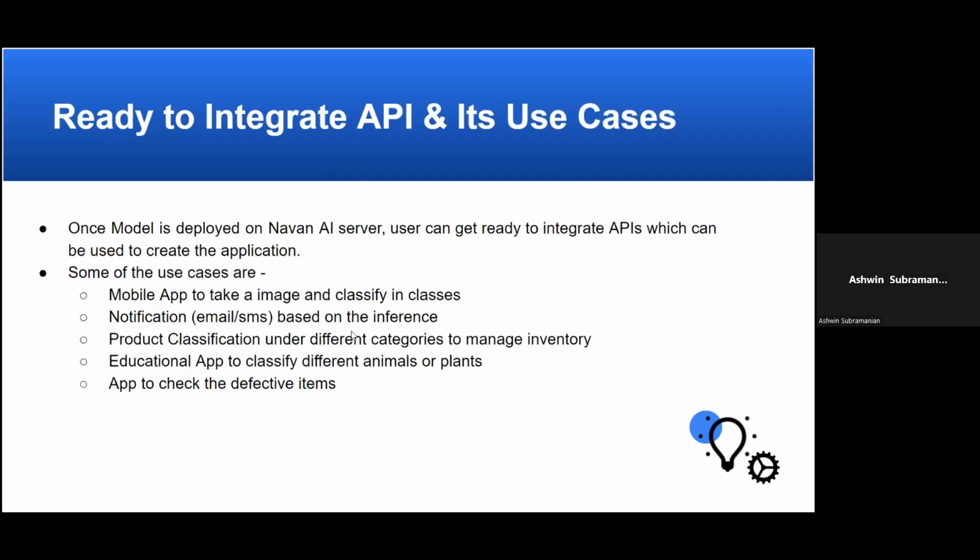So some of the use cases: we can have a children's educational app to classify animals or plants, which can make use of this API instead of running this code on the local system. We can have product classification in industries to manage inventories, or one of the use cases like you mentioned, to see the faults in the products. Another one is a mobile app, like the educational app similar to that. We can make use of the API instead of running it in the local system.